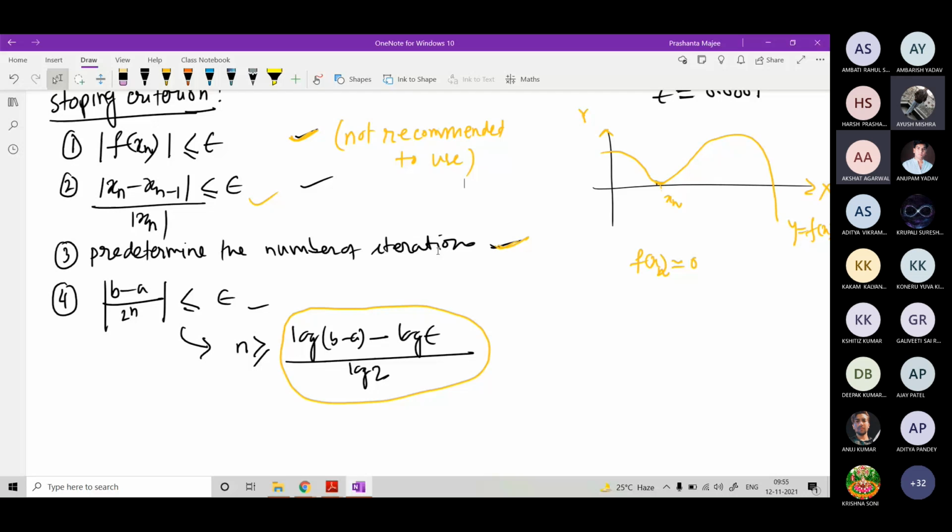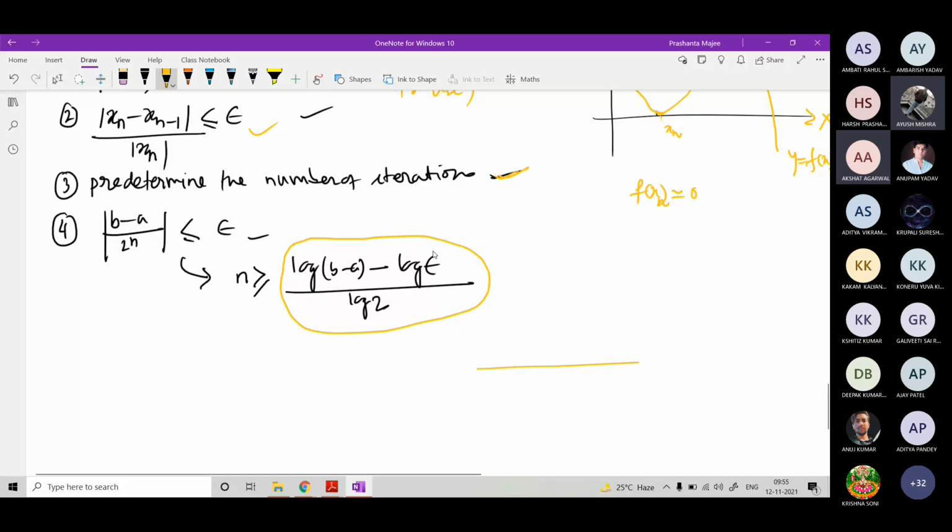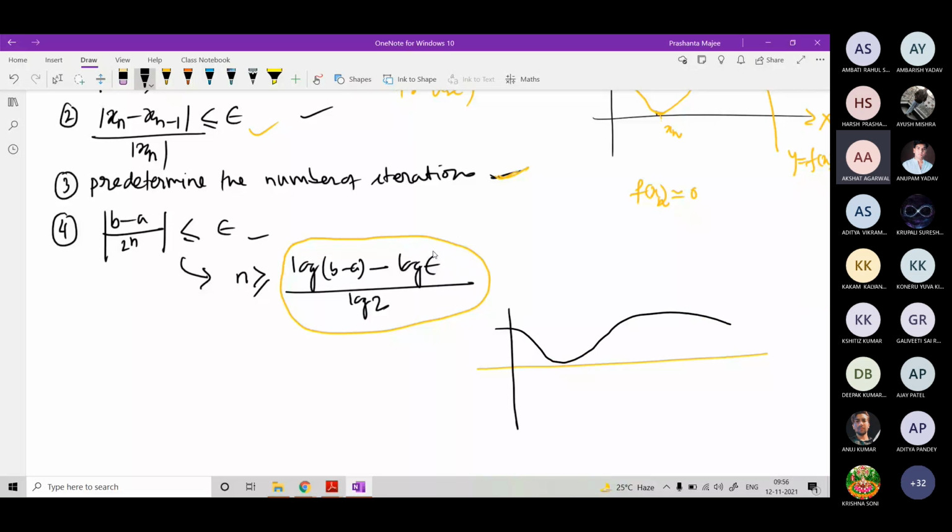Okay, let me tell you the situation, wait. So this is the curve, is it okay? This is the curve y equals f of x.